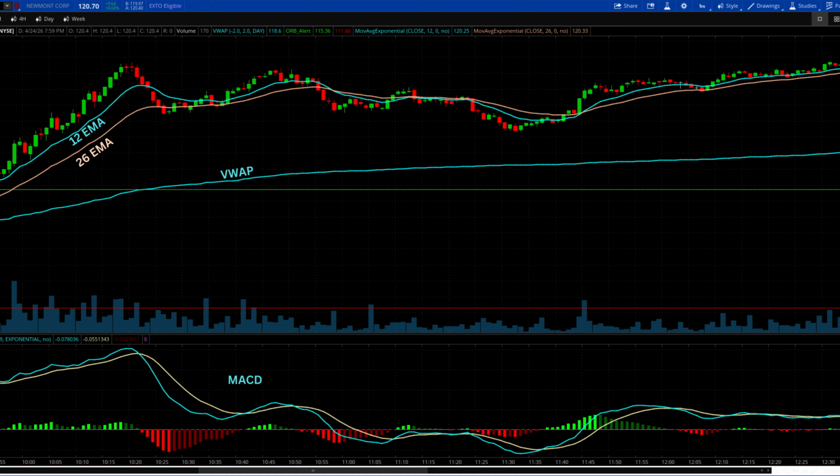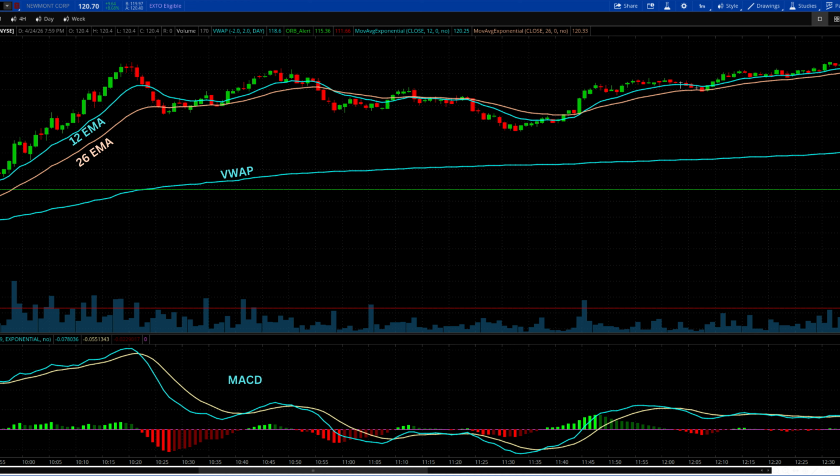Statistical edge. By using a fixed risk model, e.g., risking 1.25% of your balance, the VWAP provides a very clear invalidation point. If price crosses back over the VWAP against your trade, the thesis is immediately proven wrong, allowing for a tight, disciplined stop loss.